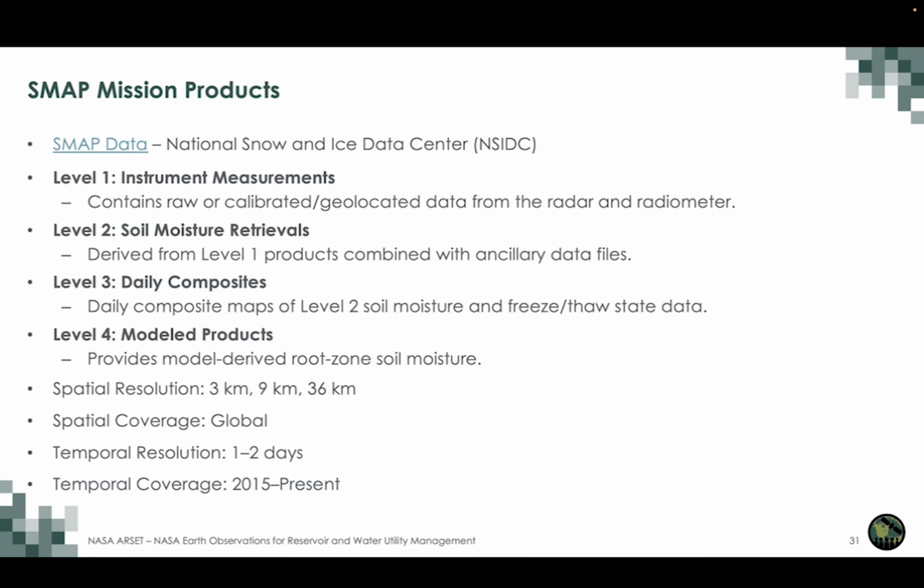These products are available at 3, 9, and 36 kilometer spatial resolutions. With a continuous global record dating back to 2015 and updates every 1 to 2 days, SMAP gives us a highly reliable, near real-time dataset to predict exactly how our watersheds will respond to incoming storms.